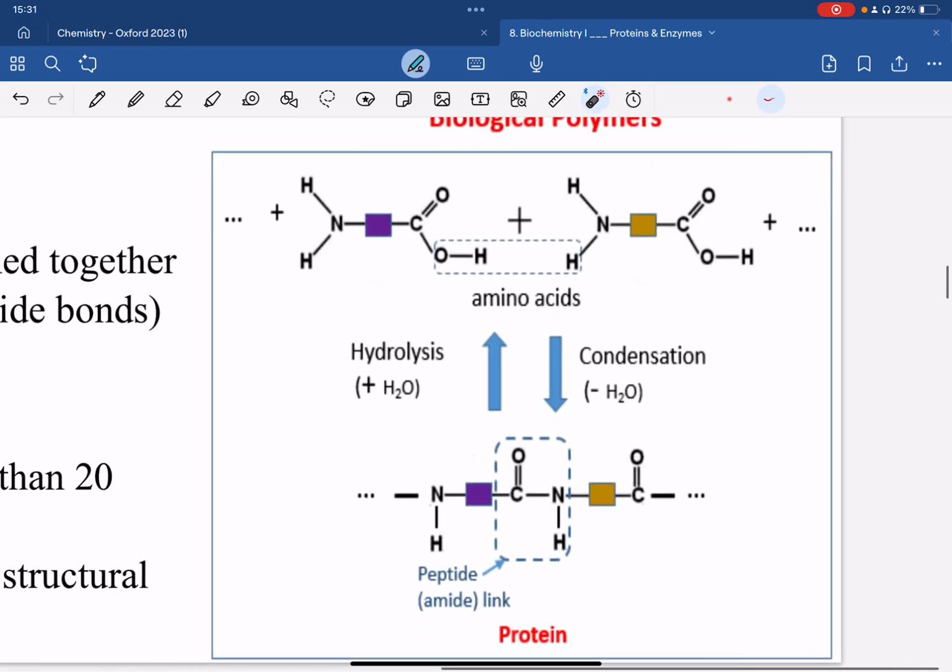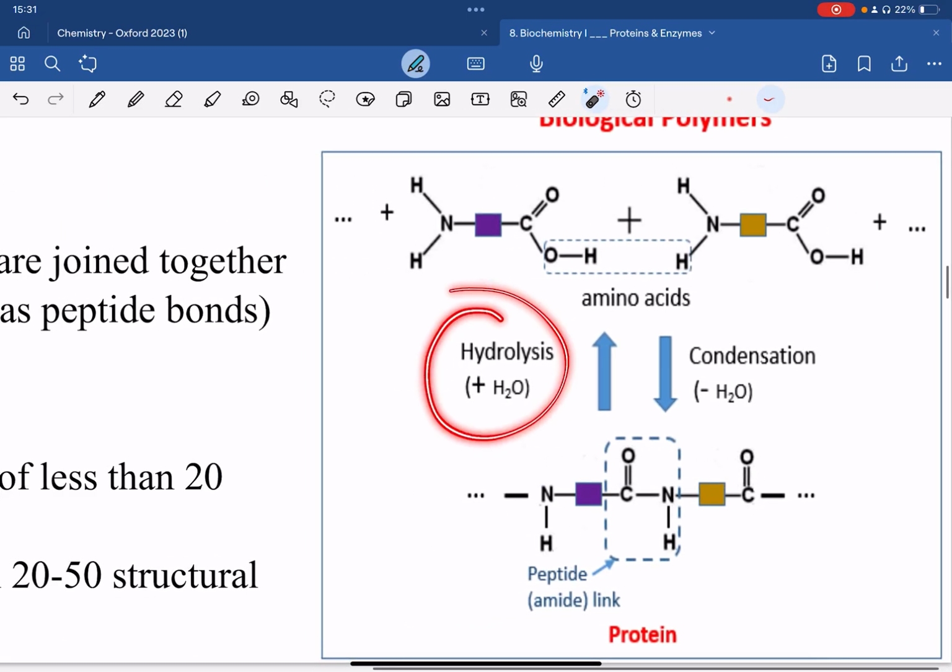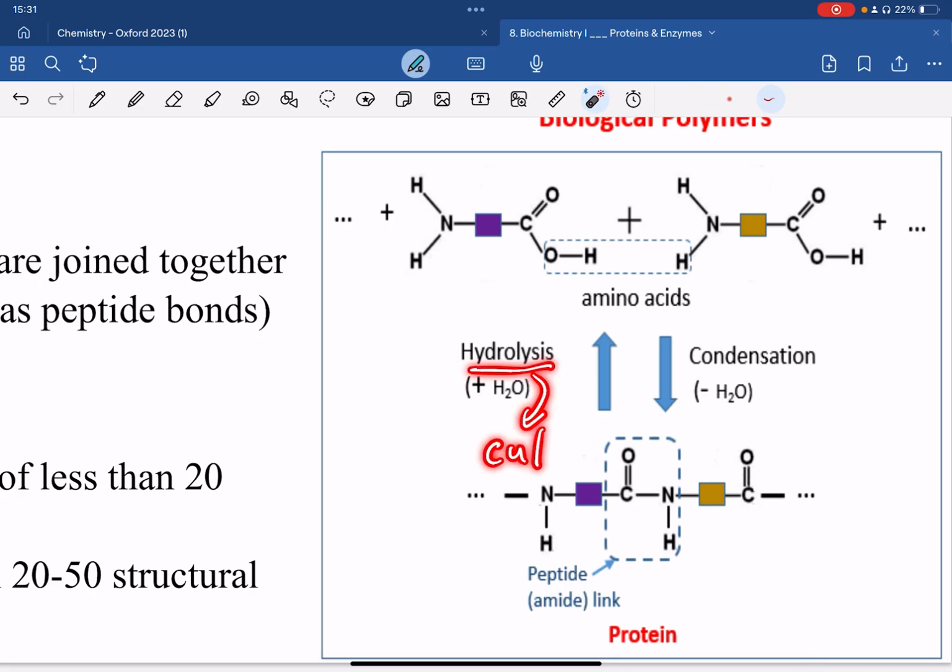Also, you need to know what's the difference between hydrolysis and condensation. By the way, hydrolysis: lysis comes from cut, hydro comes from aqua, water. So in hydrolysis, we are adding water. But in condensation, we are removing water and we are creating the peptide linkage.